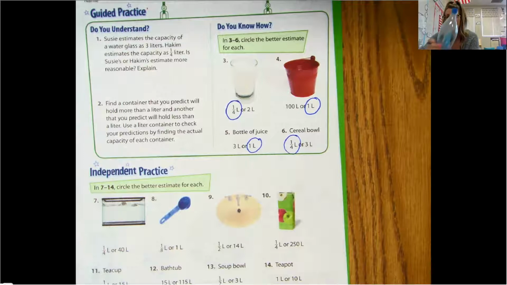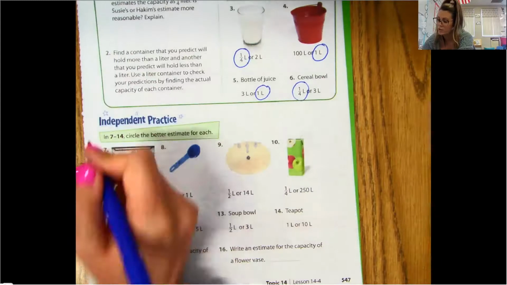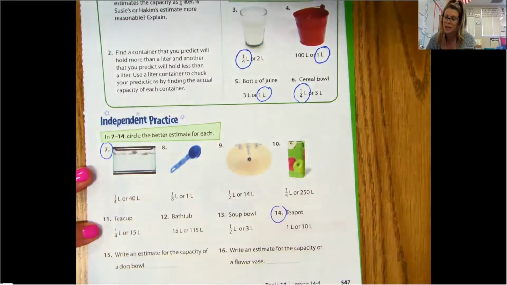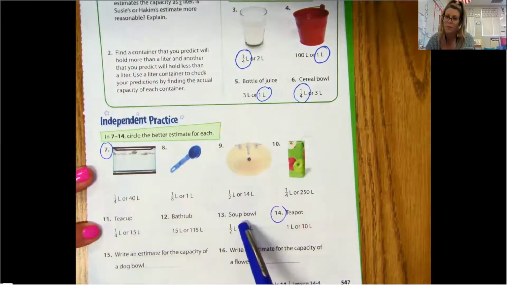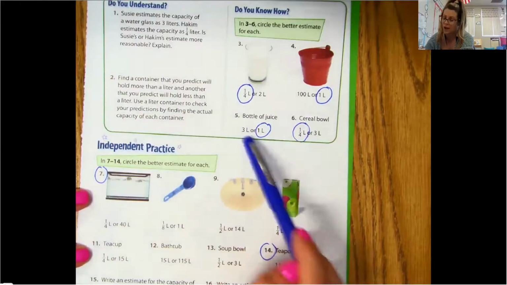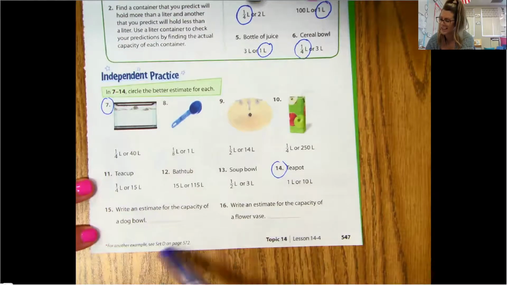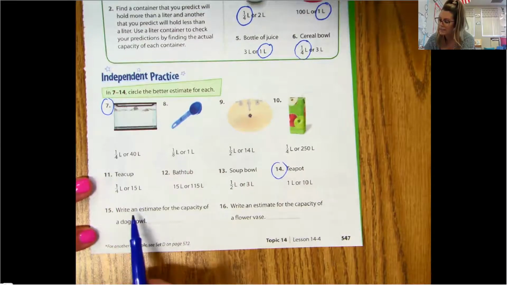Okay, so you guys are going to do your best estimate for 7 all the way to 14. So they show you some pictures and then they just tell you the objects, just like they did up here. Okay, we're going to do these 2 together just to kind of make sure we're doing it right. And then I'll have you do a couple on the back too. Okay, so write an estimate for the capacity of a dog bowl.